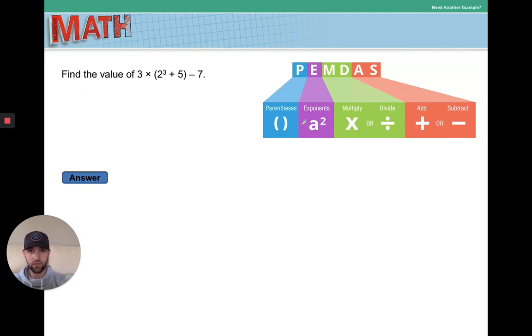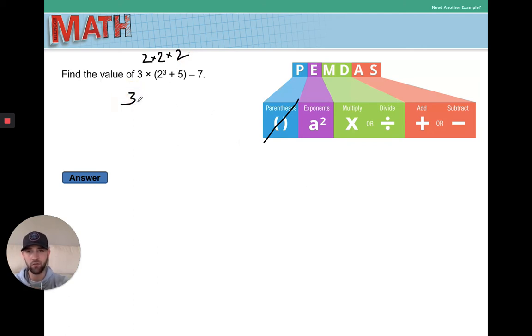First of all, do I have any parentheses? Absolutely I do. Okay. Now, I know what you're thinking. Okay, there's exponents inside the parentheses. I can't do my parentheses without solving my exponents. Exactly. You're exactly right. Okay. So let's do 2 to the third power first. 2 times 2 times 2. Well, 2 times 2 is 4, and then if I multiply that by 2, I should get 8.